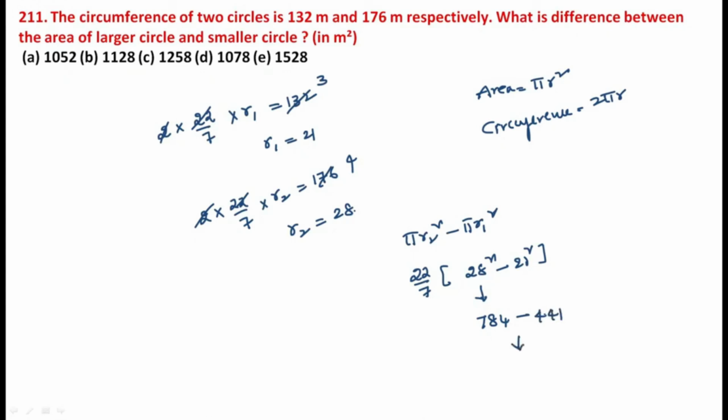441. You just find the difference here. 4 minus 1 is equal to 3. 8 minus 4 is equal to 4. 7 minus 3 is equal to 4. Then 40 into 22 by 7. Now 7 becomes exactly equal to 14.